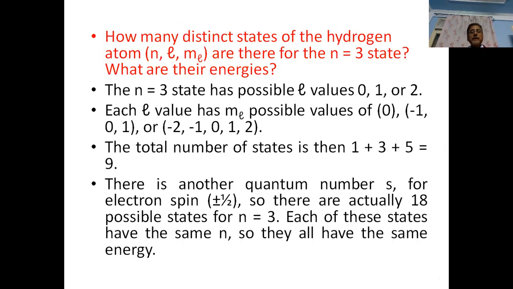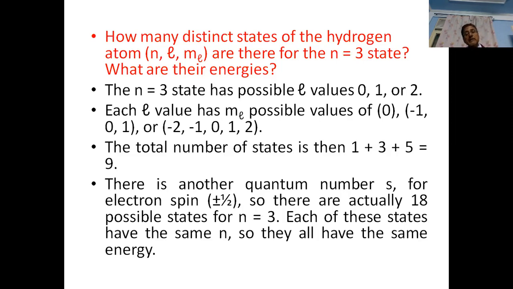Now, at the end of it, let us ask a simple question to understand whatever we have seen. How many distinct states of hydrogen atom, n, l, ml, are there for n is equal to 3? Now, how to answer this? Very simply. n is equal to 3 has possible l values 0, 1, and 2. Each l value has possible ml values: 0; -1, 0, 1; and -2, -1, 0, 1, 2. The total number of states is 1, then 3, and 5. So the total number of states is equal to 9.